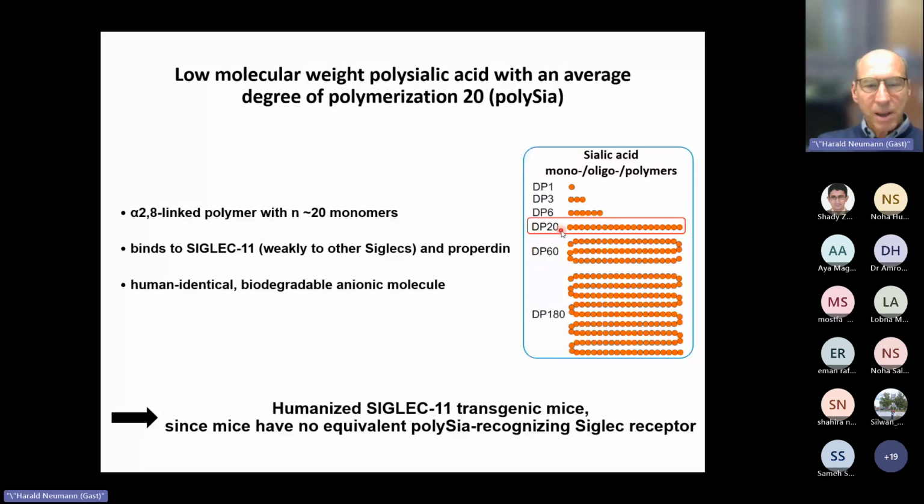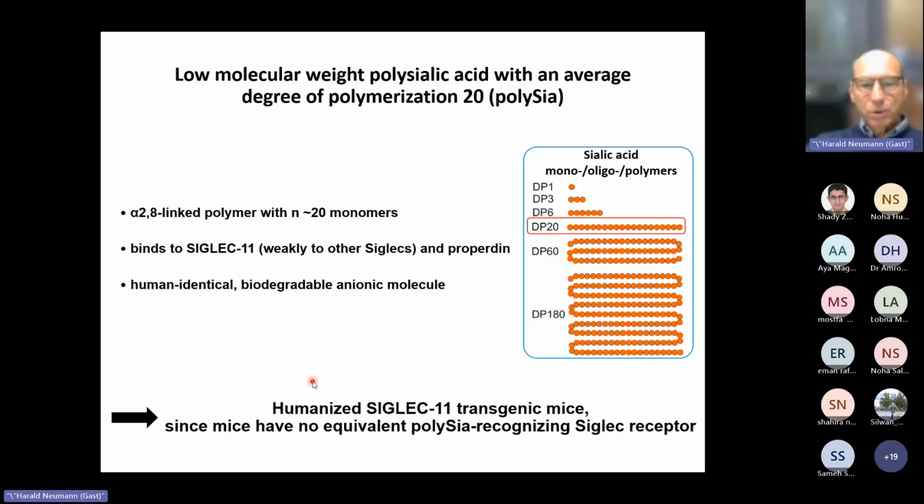It's binding to Siglec-11 receptors, which we have in humans on microglia, also in the retina. It's also binding to other Siglec receptors. And I showed you before, it's inhibiting the complement activator property. So it's doing both. It's targeting the complement cascade as well as the Siglec receptor on the microglia. And therefore, we think it's an ideal therapy for age-related macular degeneration, because both pathways are instrumental for the disease process. It's human identical if it's produced by bacteria. It's biodegradable, it's an anionic molecule.